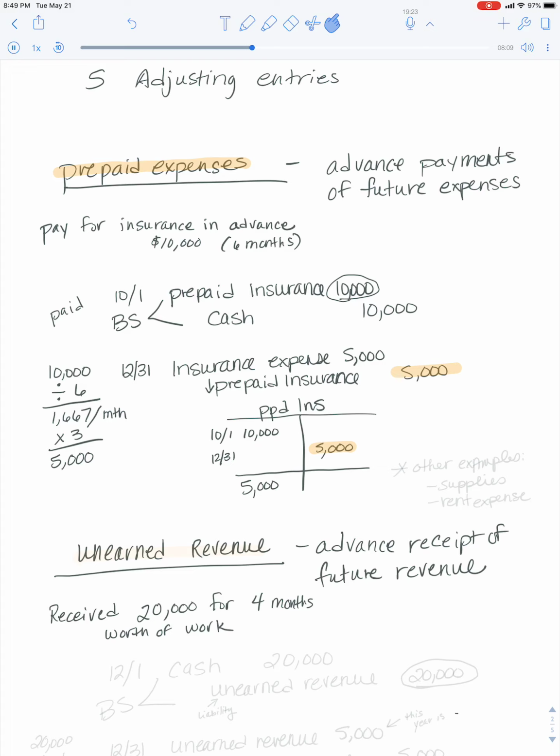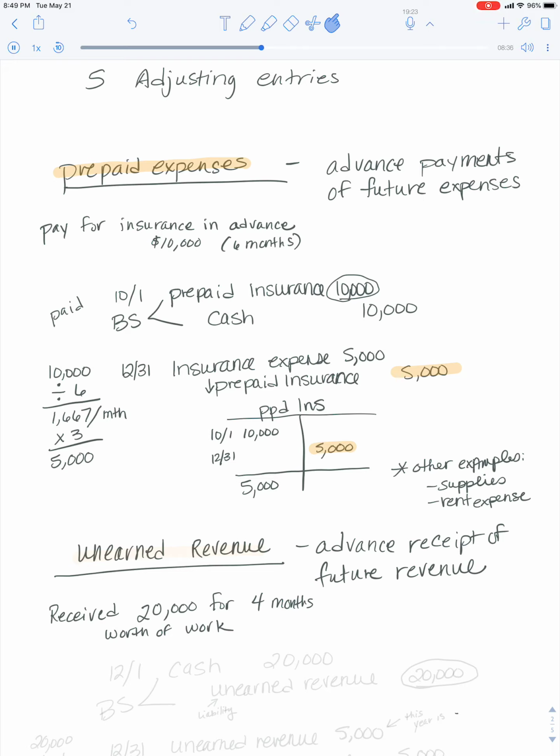Other examples could be supplies. So we treat supplies like our prepaid account, and we treat rent. If you have rent that you pay in advance, you would treat rent as prepaid until you incur your rent as time passes.